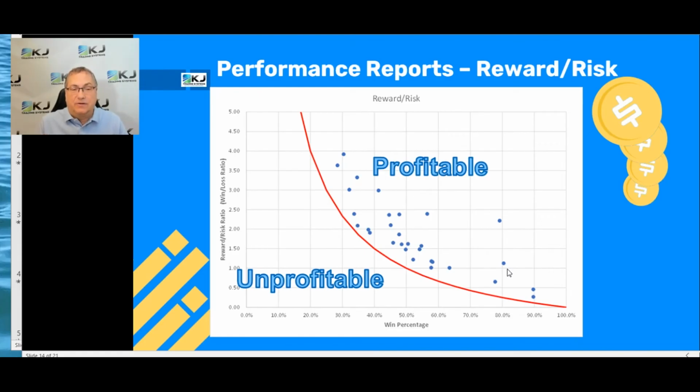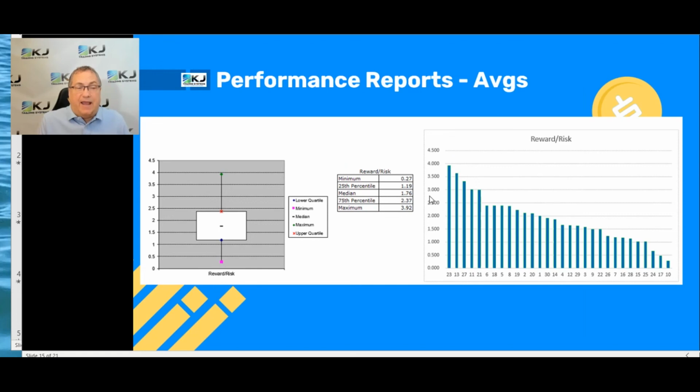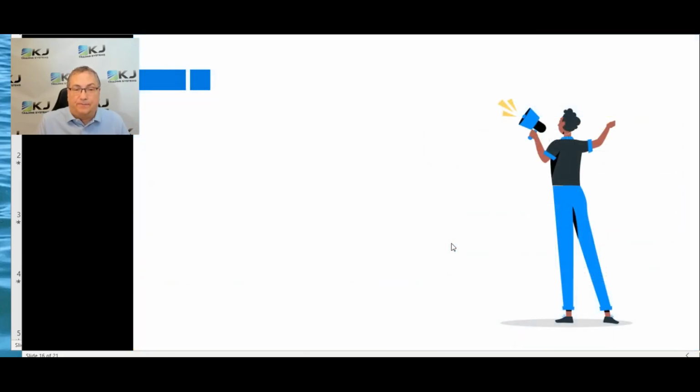I highly encourage you to take the average win divided by your average loss of all your trades. That's your reward to risk, your average reward to risk. And plot it versus your winning percentage and see, are you on the right side? Well, hopefully you are. And then if we look at my systems for reward to risk, the median's around 1.7, and at least half of them fall somewhere between 1.2 and 2.4. Again, those are real systems.